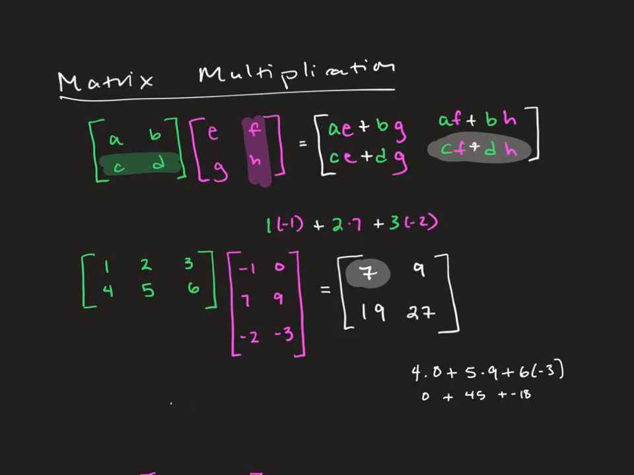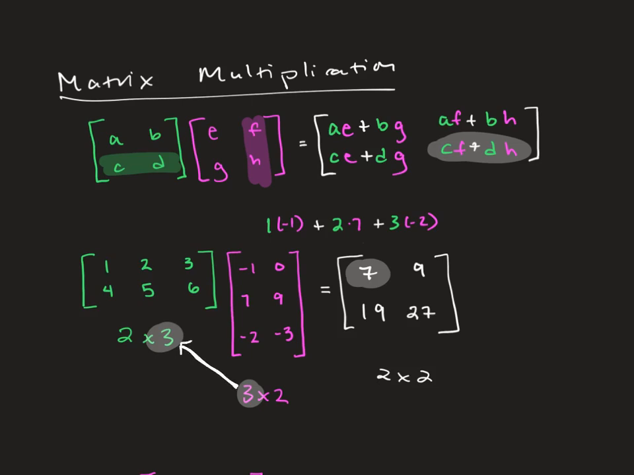So for the orders, let's look through. This one right here, we had a 2 by 3, and here we have a 3 by 2, and our resulting one was a 2 by 2. In order to multiply, this number and this number must agree. If they're not the same number, then it's not going to work. It's super important. So these must be the same. And then these two numbers end up giving us our resulting matrix.